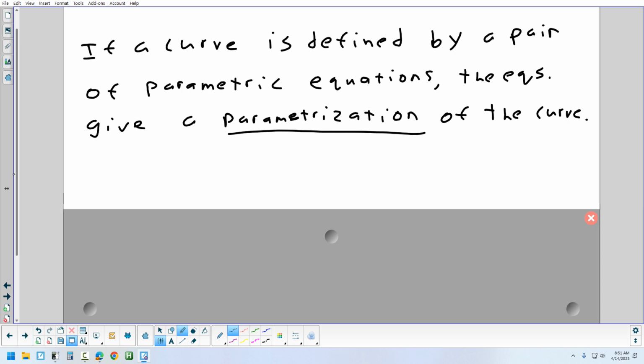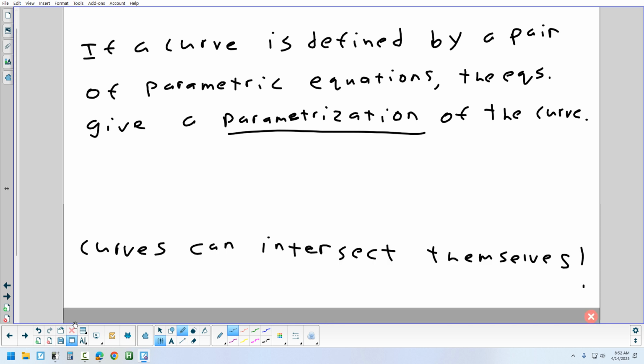All right, just a word you might see in the book or thrown in there. If they ask you to find a parametrization of a curve, it basically means to find a pair of parametric equations that you could type in on a calculator to get the picture they want you to get. So the two parametric equations give you what's called a parametrization of the curve. You'll see that word, the word parameter, parametric equation, kind of thrown around a little bit.